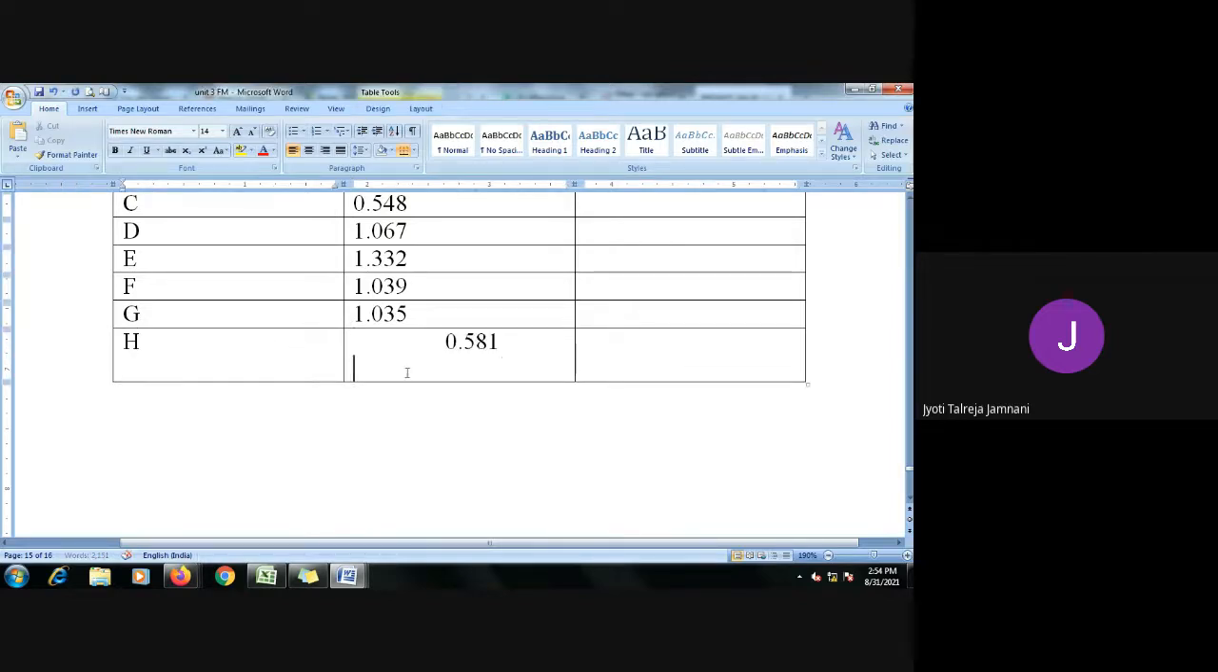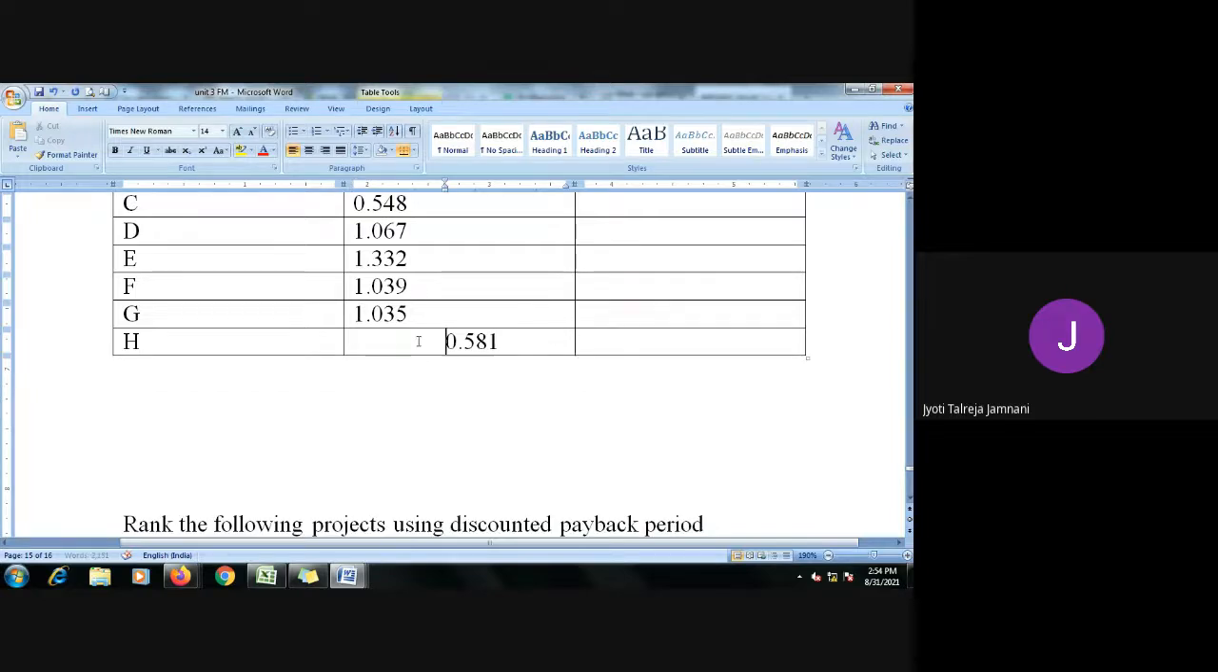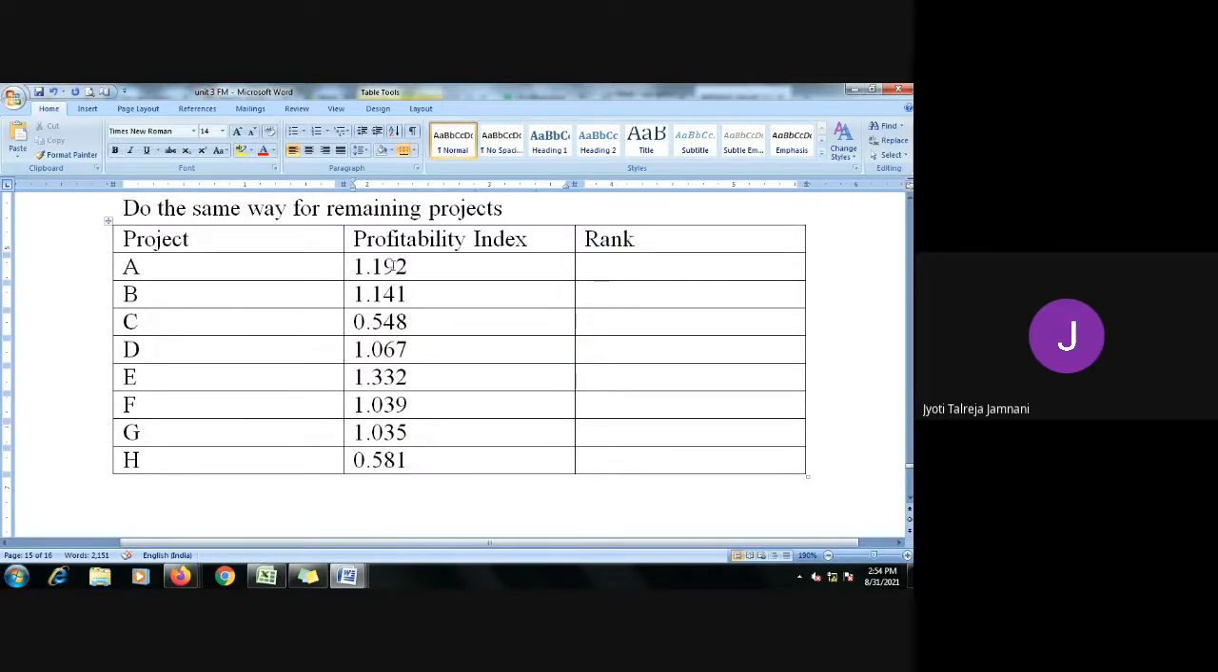Okay, so what we have to do till project H, you have to find. I've done it for A and B. Similarly, you do it for C, D, E, F, G, and H. So highest is 1.332, that is project E. So we give a first rank to it. Then 1.192, second rank. 1.141 gets the third rank, that is project B. Fourth rank 1.067.